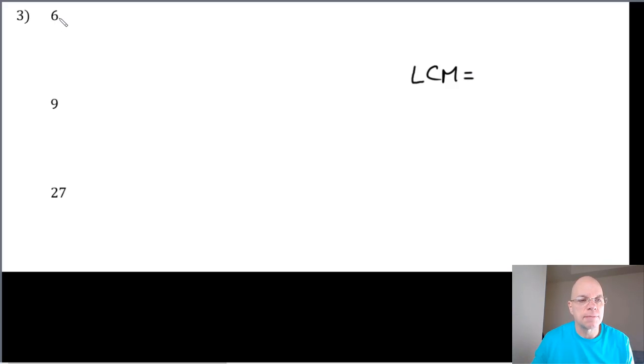So if I make this list of multiples of 6, 1 times 6 is 6, 2 times 6 is 12, 3 times 6 is 18. I go to my list of 9s. 1 9 is 9, 2 9s is 18. So 18 is common for both 6 and 9. And if we were just trying to find the LCM of 6 and 9, we'd be done. But we were also trying to find the LCM of 6, 9, and 27.